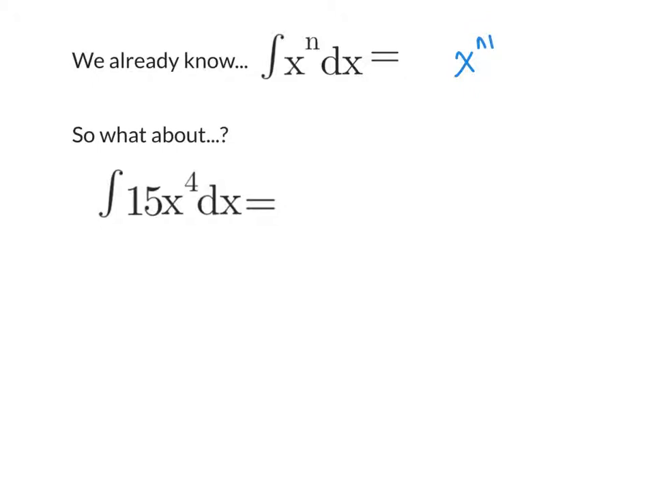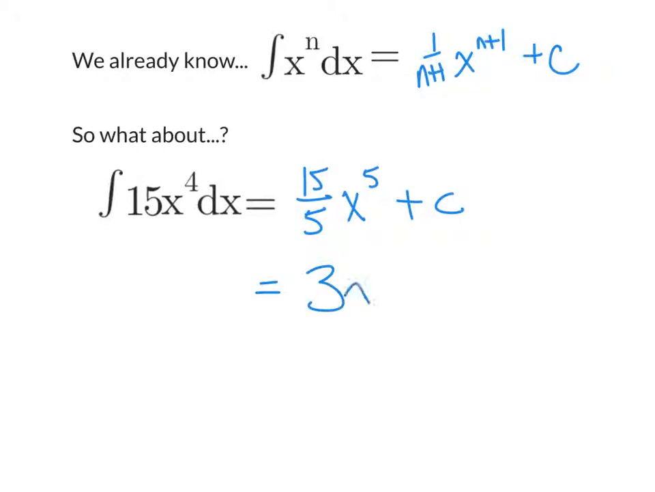we would raise the power by 1 and then take the coefficient divided by that n plus 1. As with any indefinite integral, we have to finish it off with a plus c. So when we're talking about 15x to the 4th, we want to raise the power to the 5th and take that 15 and divide by 5 plus c. So we'll end up with an integral of 3x to the 5th plus c.